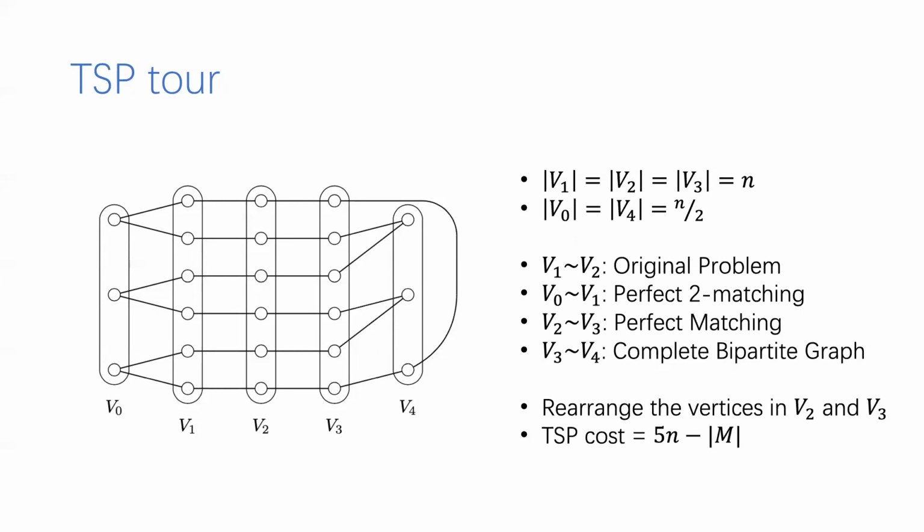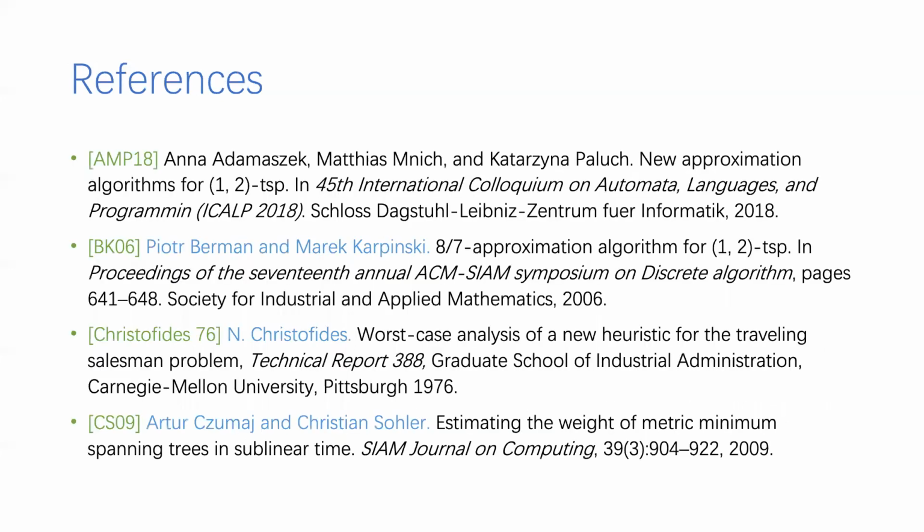So, the TSP cost is 5n minus the size of the matching in the original bipartite graph. Which means, if we have a 1 plus epsilon factor approximation of the 1-2 TSP cost, it has at most 5 epsilon n additive error, and so we will have a 5 epsilon n additive error approximation of the original bipartite matching problem, which concludes the reduction.